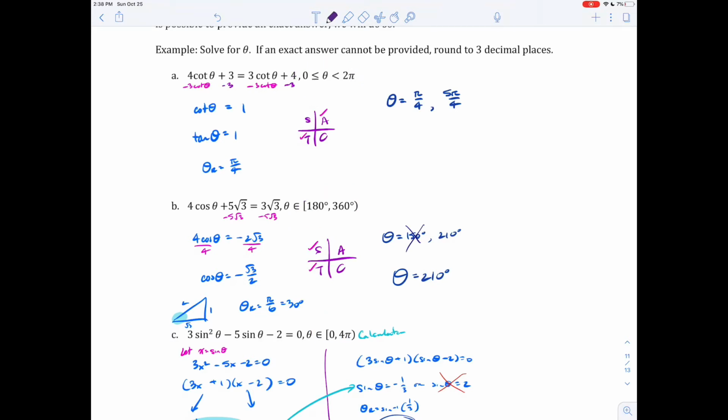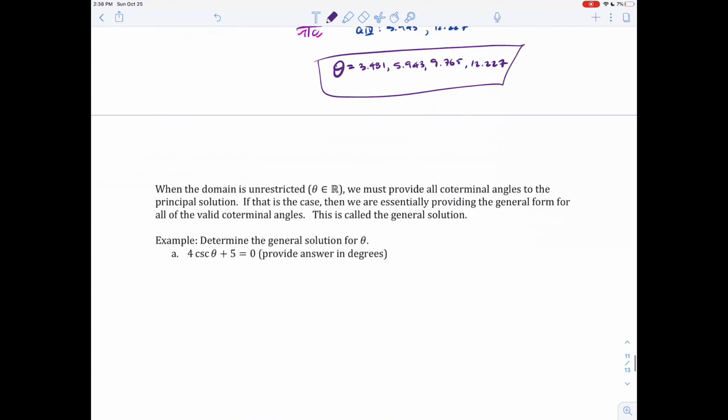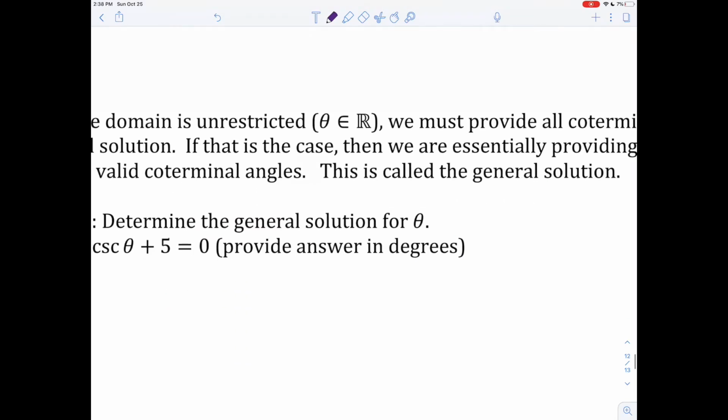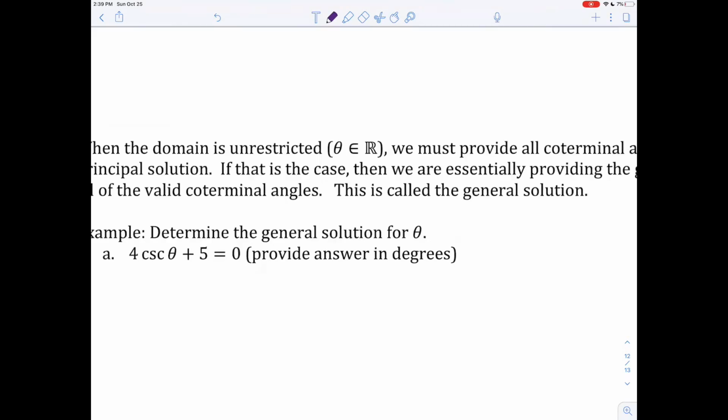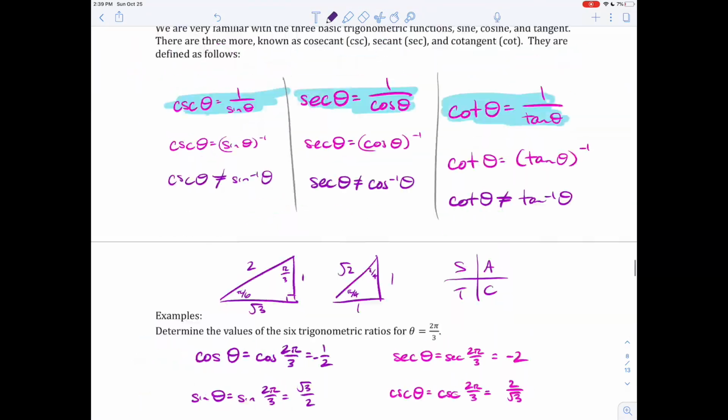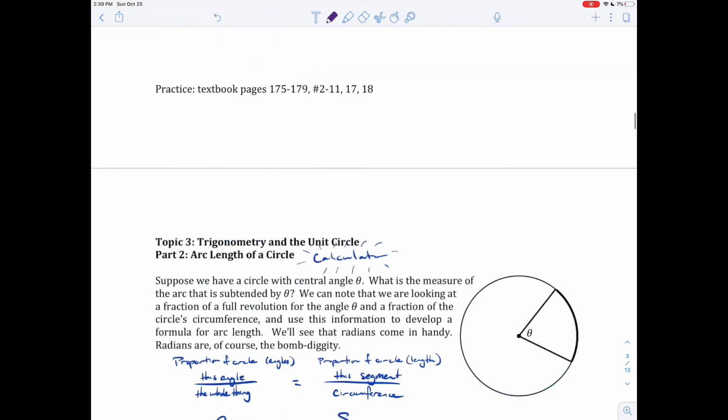We might also be tasked with finding a general solution. So that's one where we don't have a restricted domain. So determine the general solution for theta, according to this one. And we're specifically asked in this case to provide it in degrees. What we're going to do then is find the base angle, the one from 0 to 360, and then provide all coterminal angles. So remember that general form of a coterminal angle, which we saw way back in the day somewhere.